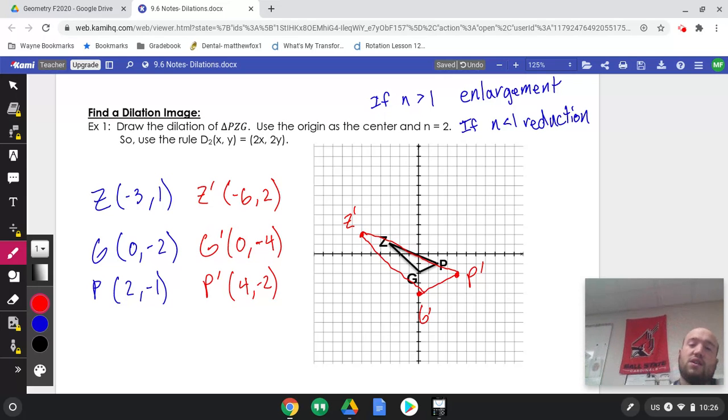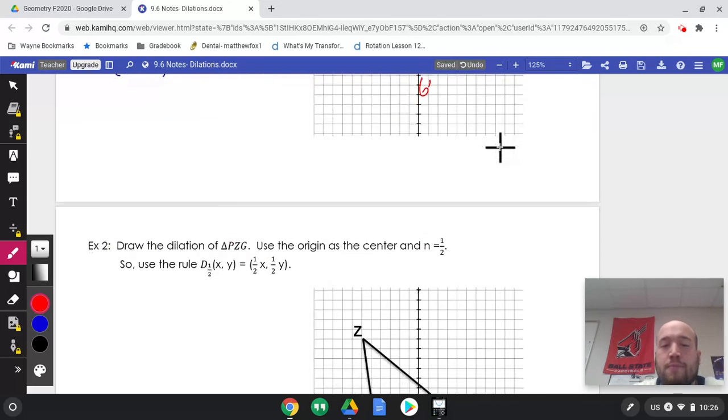And as you can see, it was stretched. It's now bigger. Obviously my line is a little off there, a little curvy, but overall it's a good representation of what happened. It's an enlargement because n was greater than 1.